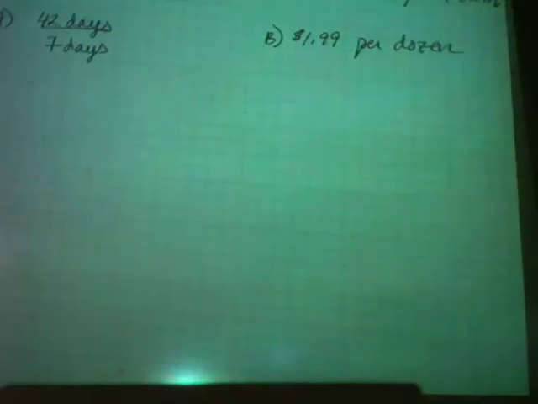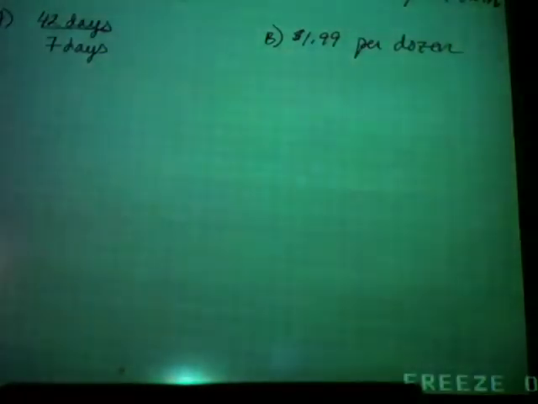And so here's your first question on this one. This is 42 days per 7 days. And then B is $1.99 per dozen. So you have 2 problems that you have examples just like this. So simplify them and then check your answers with those around you.